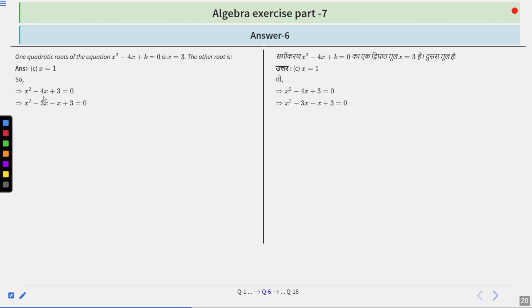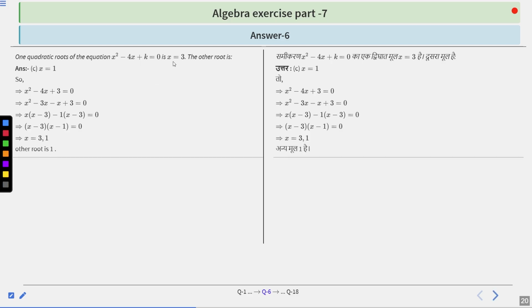Therefore, doing the factors of this equation to solve this one, we can write minus 4x as minus 3x and minus x, and the multiplication of minus 3 and minus 1 is plus 3. Therefore, the minus 3x and minus x are satisfying the condition required to solve this equation with the help of factorization method. So taking x common from the first part, we get x into x minus 3, and taking minus 1 common from the second part, we get x minus 3. Now, x minus 3 and x minus 1 are the two factors, and the multiplication of them is equal to 0. So if x minus 3 and x minus 1 is equal to 0, that means x can be 3 or 1. As one of the roots was 3 already given in the question, the other root is going to be 1. Option number C is the correct option.